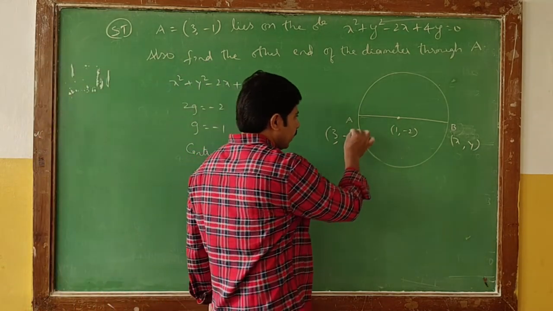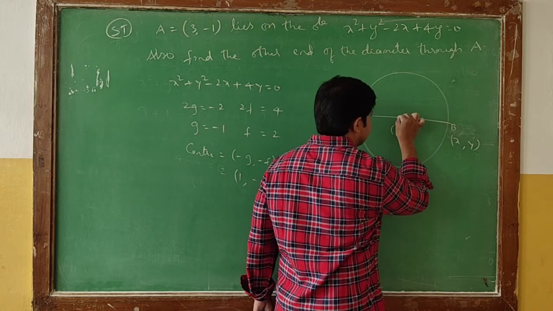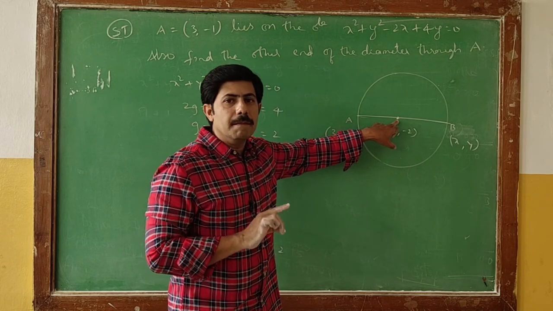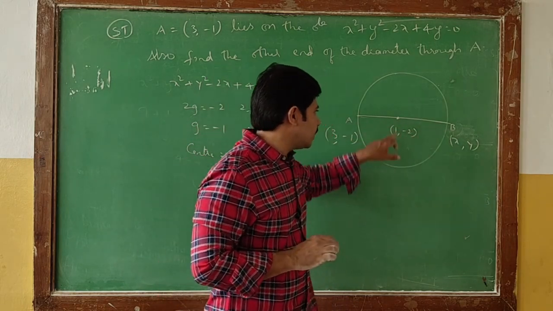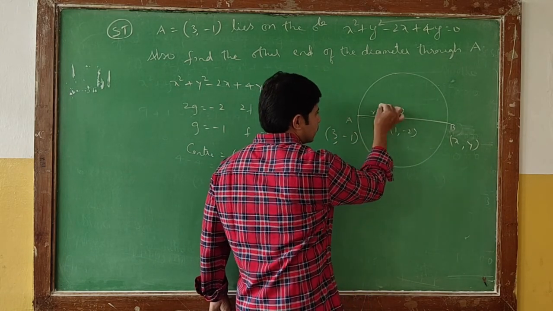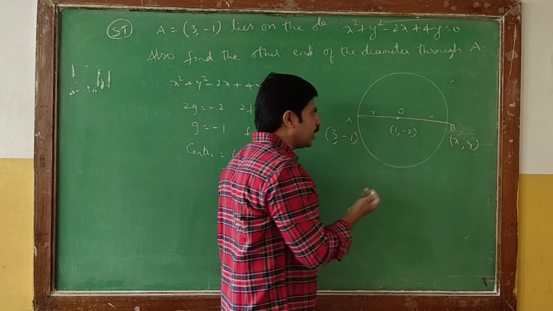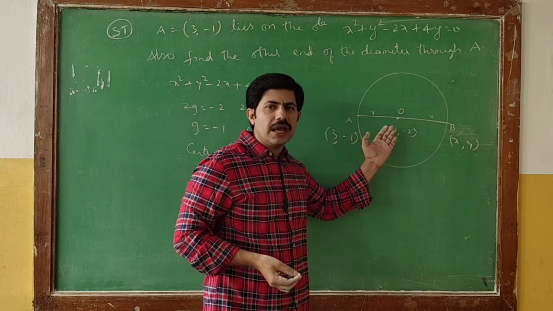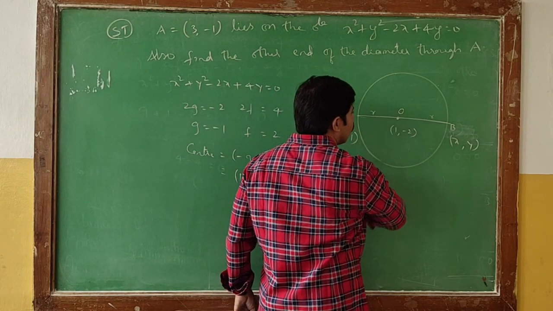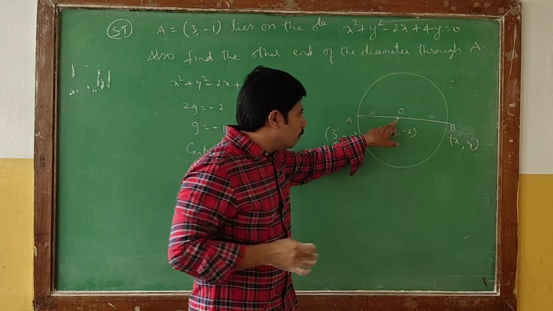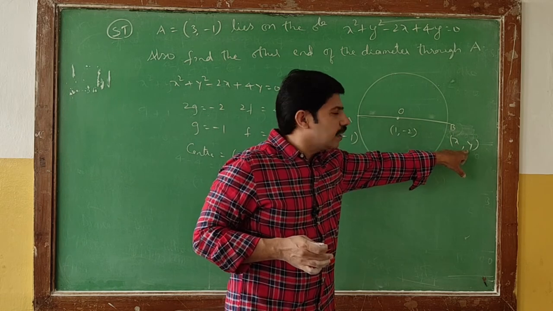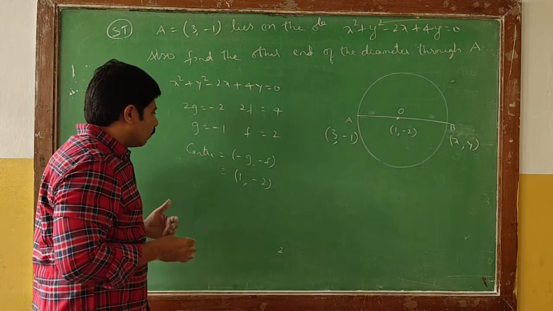Now, how to find (x, y)? A diameter always passes through the center. Here, this center is the midpoint of AB. See, this is A. Now, what is O to A called? Radius. And what is O to B called? Radius. That means OA and OB are at equal distances. If OA and OB are at equal distances, then what is this O called? This O is called the midpoint of AB. So, using the midpoint, I will find out the other end (x, y). So, what is the midpoint?